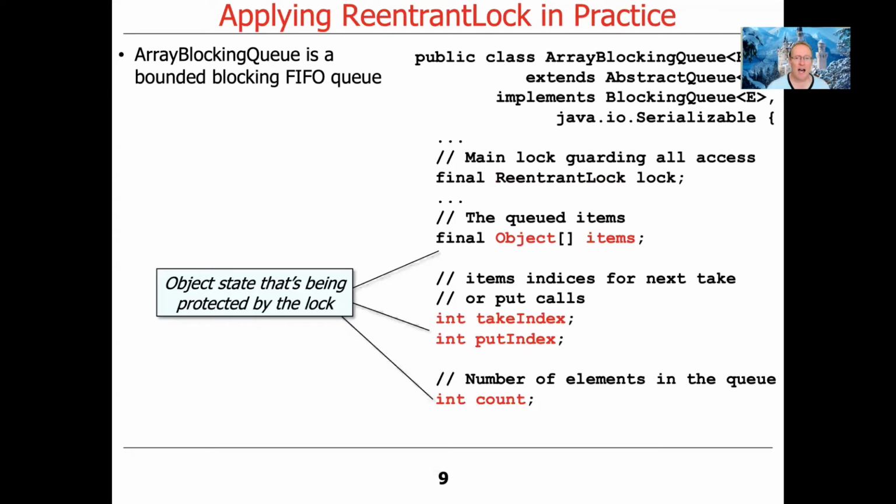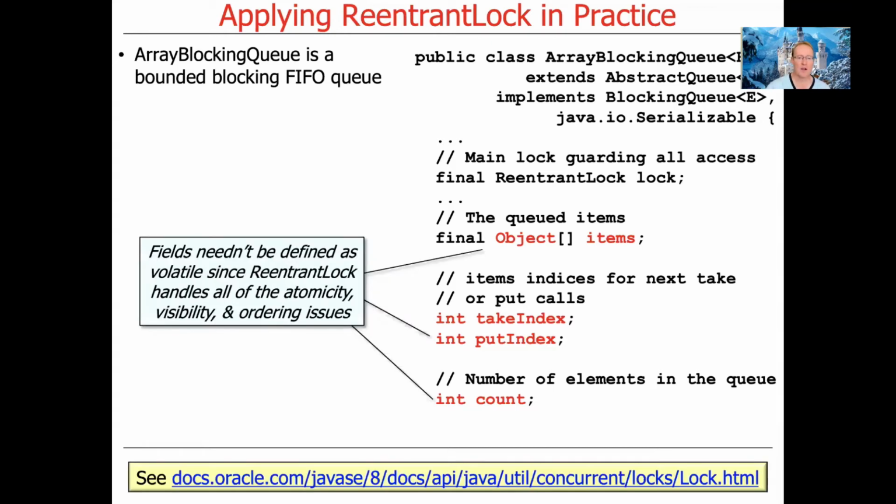Now, this ReentrantLock is needed to protect the state that makes up the object's implementation. And that state, as you can see here, includes an array, a fixed size array of items, because it's a bounded blocking queue, so there's a fixed number of items. It also has some fields to keep track of the next indices to take and put when you put and take elements in and out of the array blocking queue. And it also has another field that keeps track of the count of the number of elements in the queue.